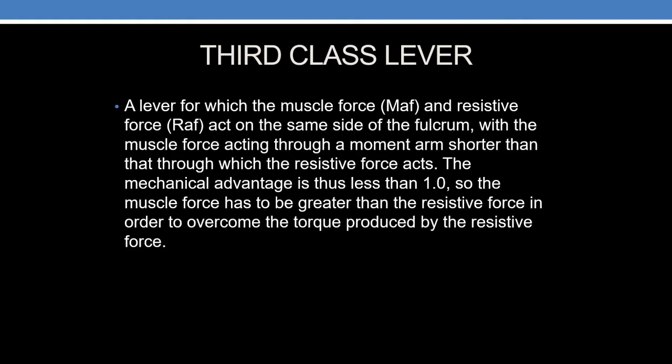So the moment arm through which the resistive force acts is much longer than the moment arm through which the applied force acts. So in this situation, with a third-class lever, the mechanical advantage is less than in the second-class lever. So therefore, the muscle force has to be greater than the resistive force in order to overcome the torque produced by the resistive force.